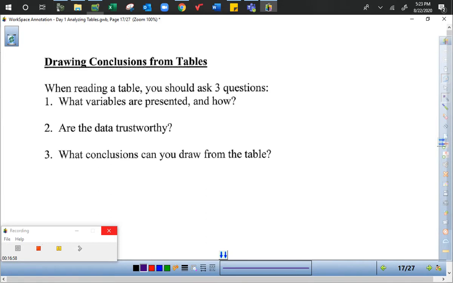Kind of putting all this together before we go to the next example is what variables are presented how. Remember, look at your row and column headings. It's the easiest indicator of where to find those. We haven't talked about this yet. It says, how do we know that the table we just looked at was actually trustworthy? In order to determine that, you want to look for a source.